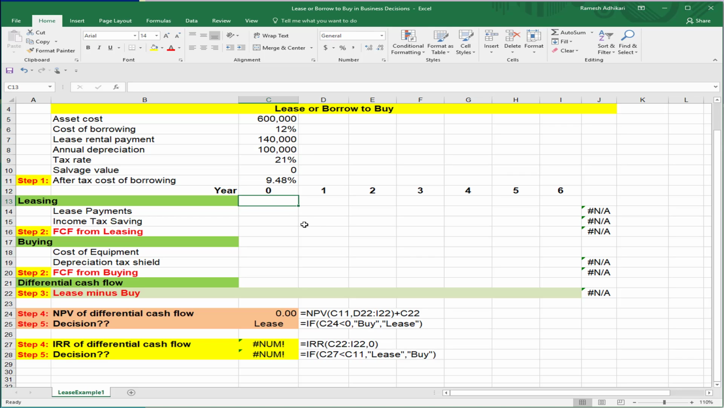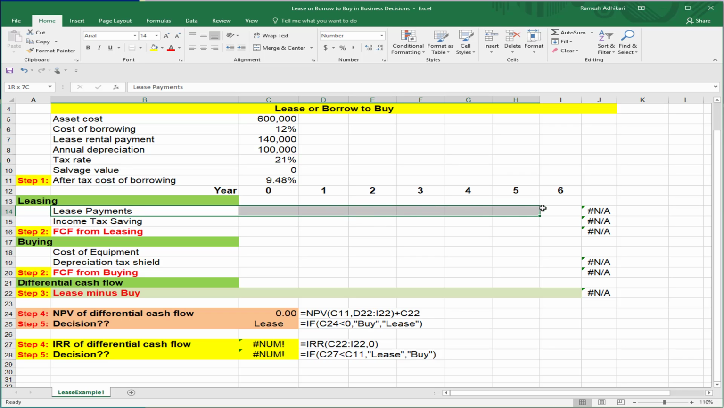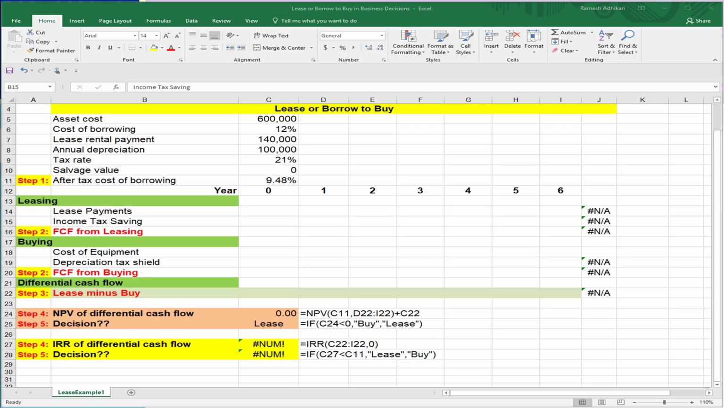Now step number 2 is to compute free cash flow from leasing and free cash flow from borrow to buy decision. Now let's compute first what is free cash flow from leasing. So let's look at how much is the lease payment. Remember, the lease payment is a cash outflow, and since this is a true tax lease and the lessee can deduct the full amount of lease payment as an operating expense, right? So there is some tax saving of that.